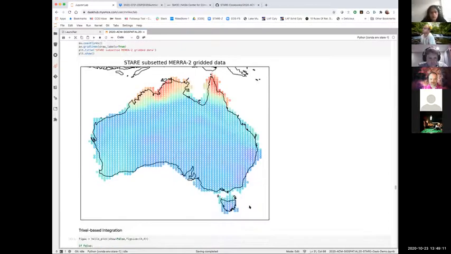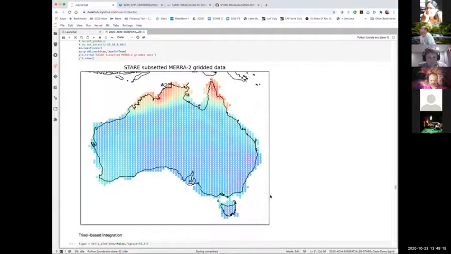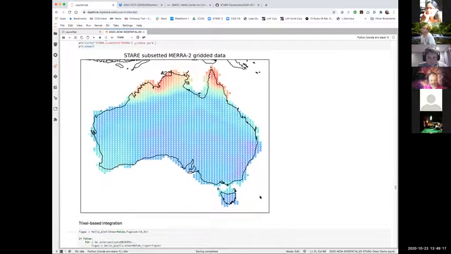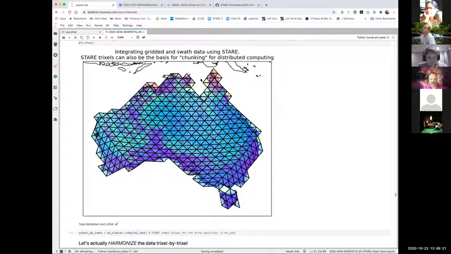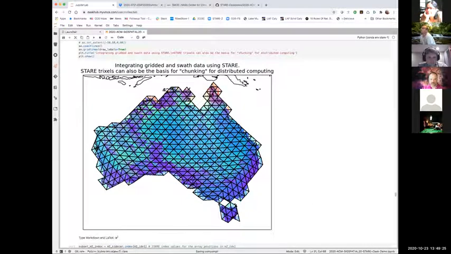I can go back to that MERRA-2 gridded data. Here's the gridded data down selected in exactly the same way that I selected the MODIS data. And then I can actually deal with the MODIS data, the swath data, and the gridded data in exactly the same manner. So it's a uniform way to work with both kinds of data.